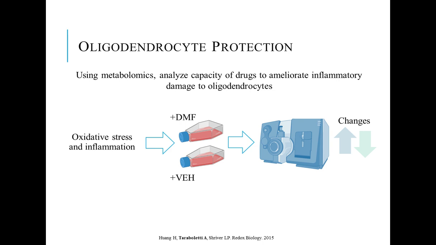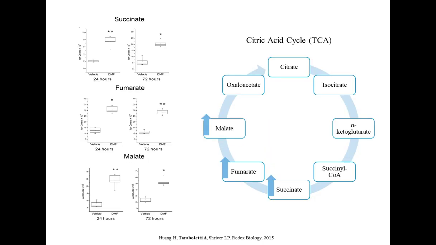So in this example that I've shown, pre-treatment with DMF actually altered the TCA cycle, which is an important metabolic cycle in the oligodendrocytes, and it increased, you can see, malate, fumarate, and itaconate. This is specifically with pre-treatment of the drug dimethyl fumarate. You can see up to 72 hours of pretreatment gave you the most increase in this TCA cycle metabolite.